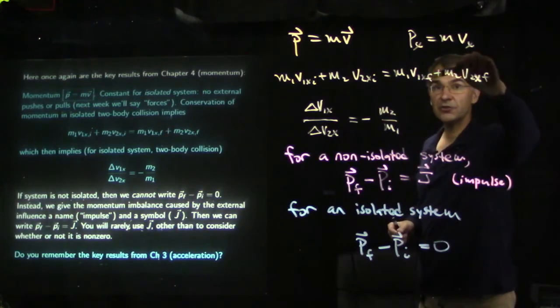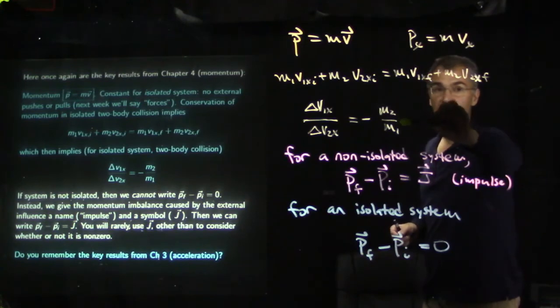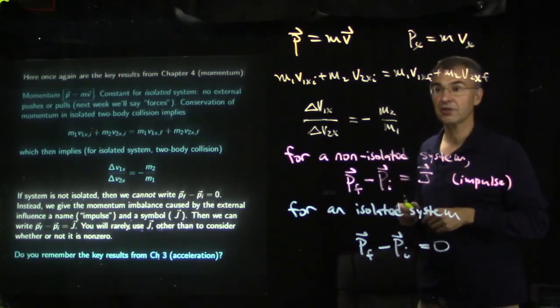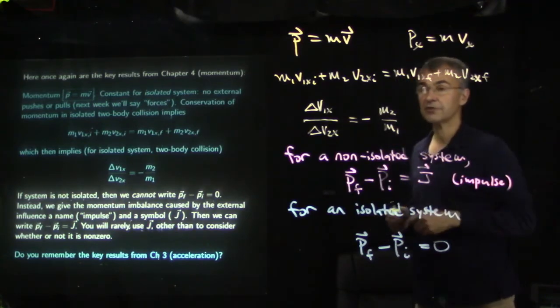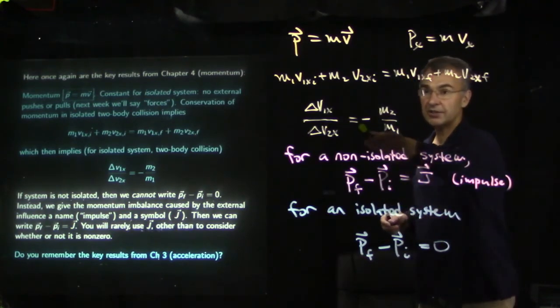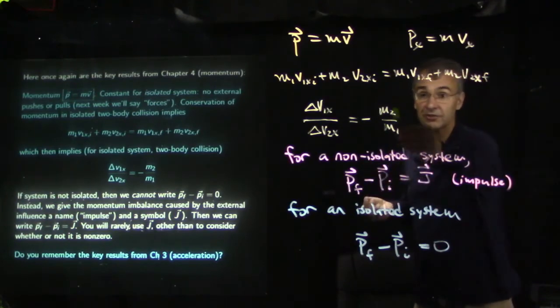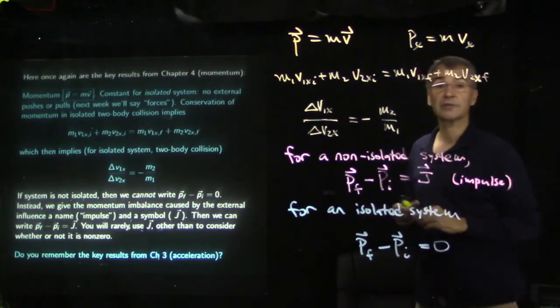This is useful for problem solving. This is useful for looking at those graphs of two things colliding and seeing what makes sense. So the ratio of the two changes in velocity should be a negative number because they should be in opposite directions. And it's the reciprocal of the ratio of masses.